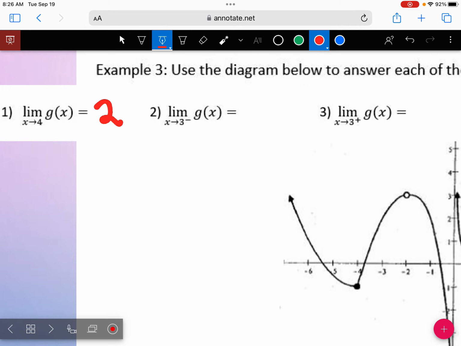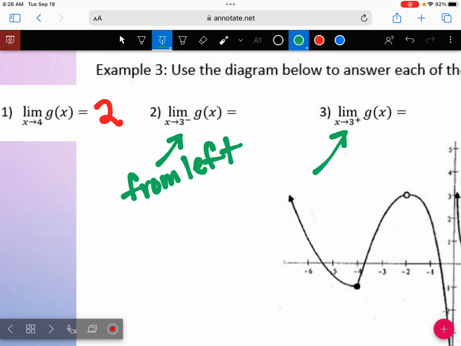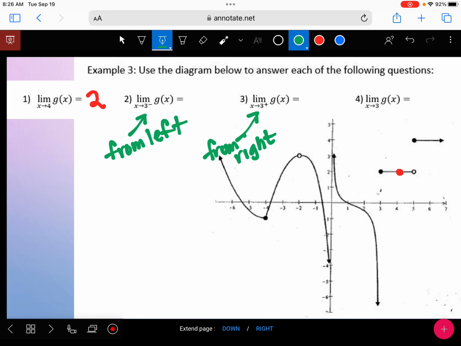For question number 2, this means from the left. Number 3 says from the right. All right, so let me draw a line. First of all, before I even look at that, do we have a discontinuity? Is it continuous at 3? Yes. If I'm tracing along the graph when I get to 3, this part is connected to that point. If this does not connect to here, it's not continuous. So this is not continuous.